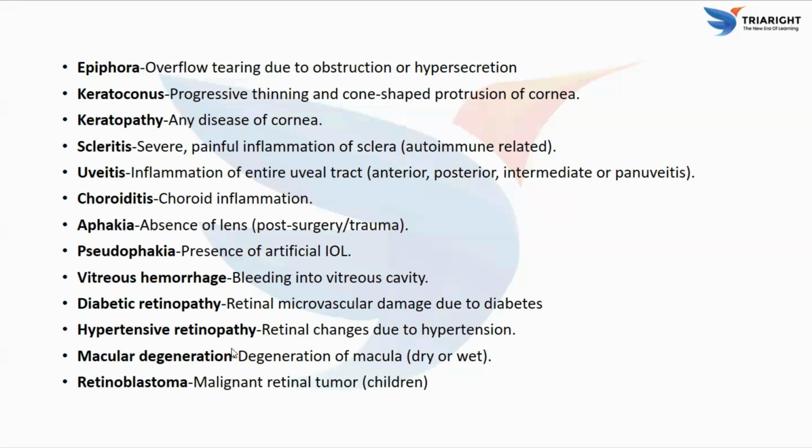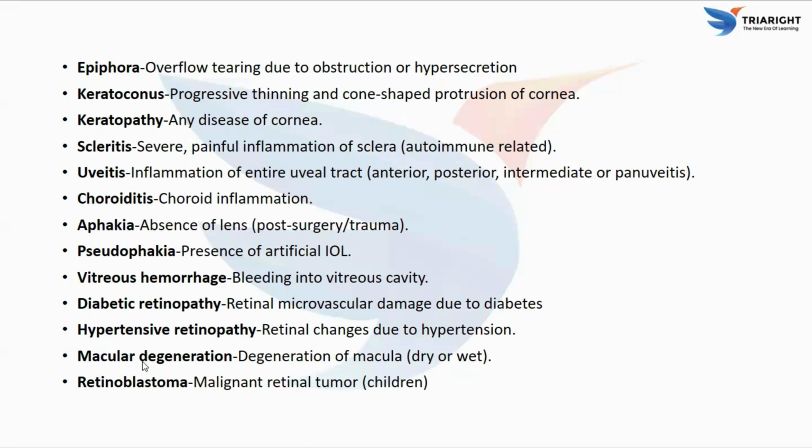So next is hypertensive retinopathy. It is nothing but damage to the retinal blood vessels due to chronic hypertension. So what are the signs? You can see narrowed vessels, cotton wool spots, and flame-shaped hemorrhages.